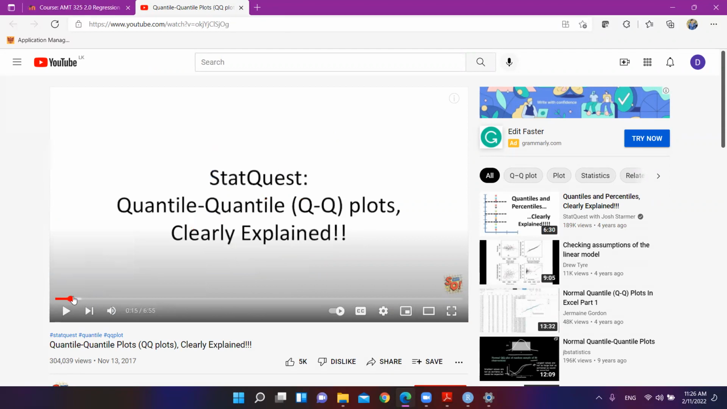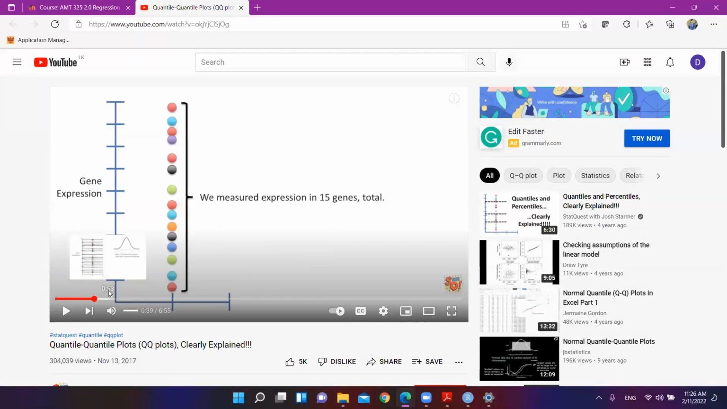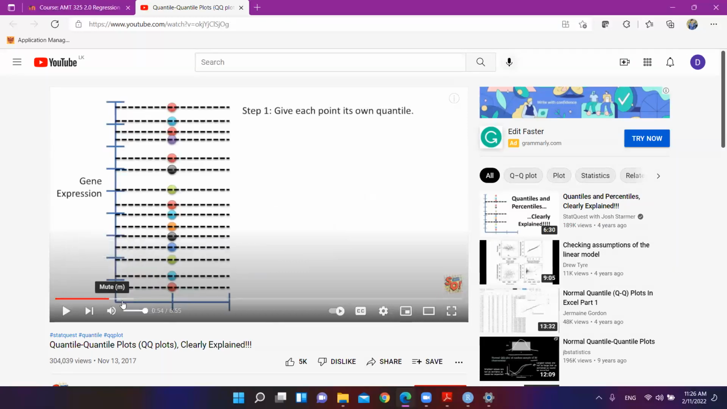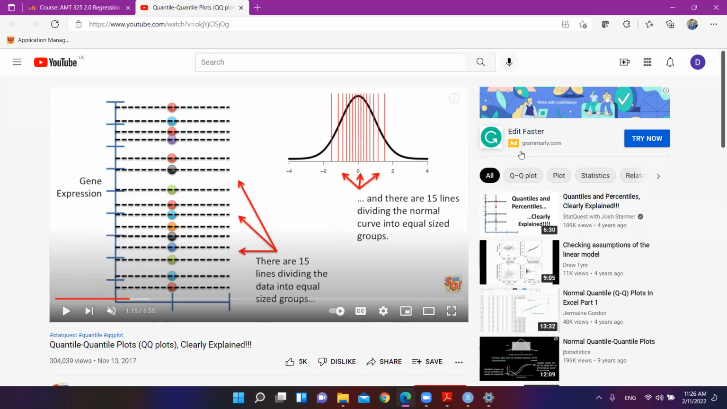It explains pictorially how these quantiles are taken. Unlike how I explained using the normality table, it partitions the normal distribution and shows you how they get the theoretical quantiles and how they match the data quantiles with them. When you watch this video, you would be able to understand why we really expect a straight line, because it's sort of a mapping, right?